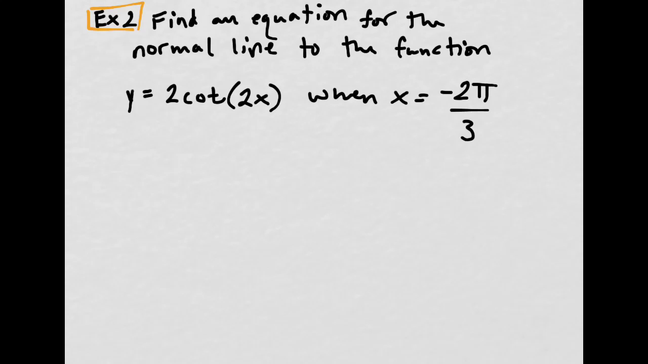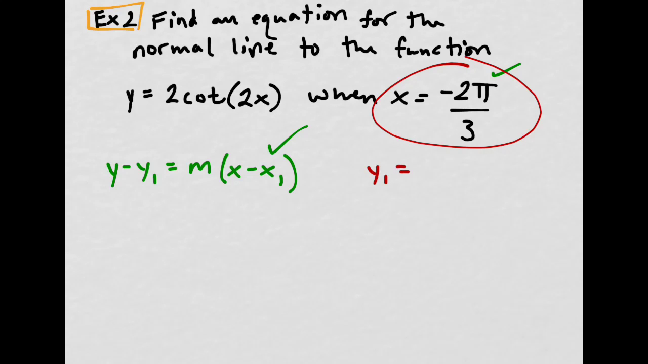Well, first of all, I know I need to use the point slope form. So there we have that, and I already have x1. How do I find a y1? Let's find that right off the bat. That's just plugging in. You get y1 by plugging your x value into your original function. I know I need one, so I might as well get it. So y1 will equal 2 times cotangent. What is cotangent? Well, if tangent is sine over cosine, then cotangent is cosine x over sine x, of 2x.